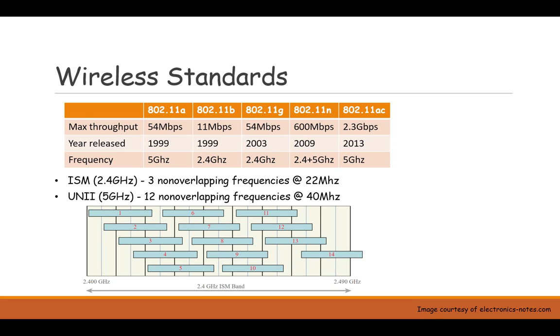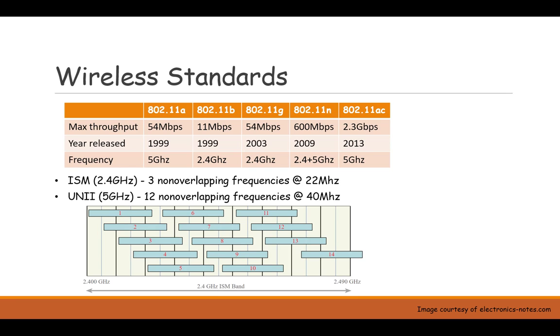In the last 20 years, wireless standards have come quite a long way. Back in 1999, IEEE released the 802.11a wireless standard. This had a maximum theoretical throughput of 54 megabits and operated in the 5 gigahertz spectrum of frequencies. That is to say, it used the UNII bands here in the United States. That's the Unlicensed National Information Infrastructure. At a 40 megahertz wide band, this allows for 12 non-overlapping frequencies.